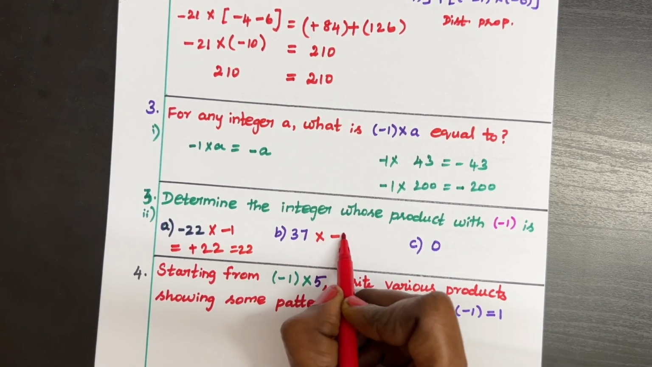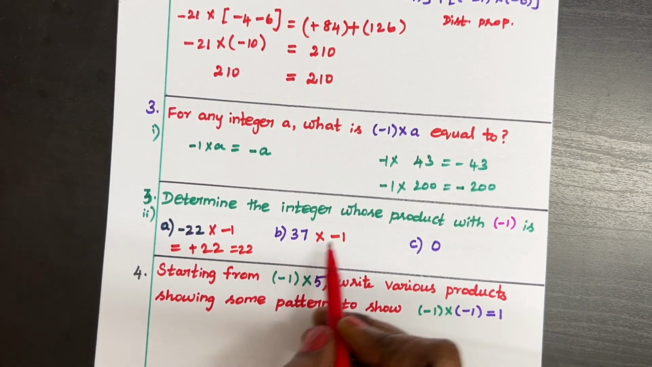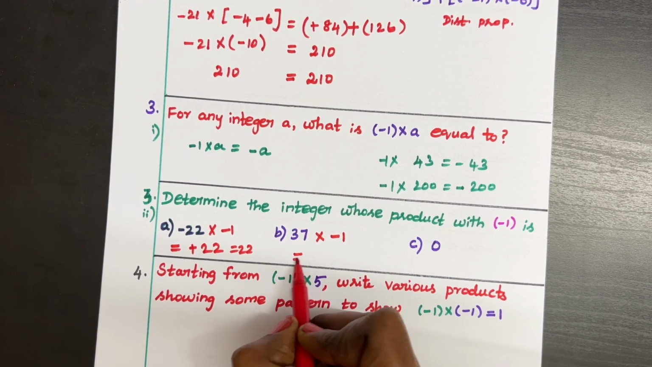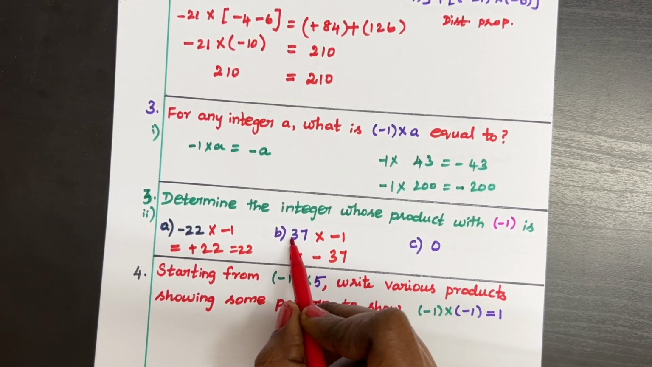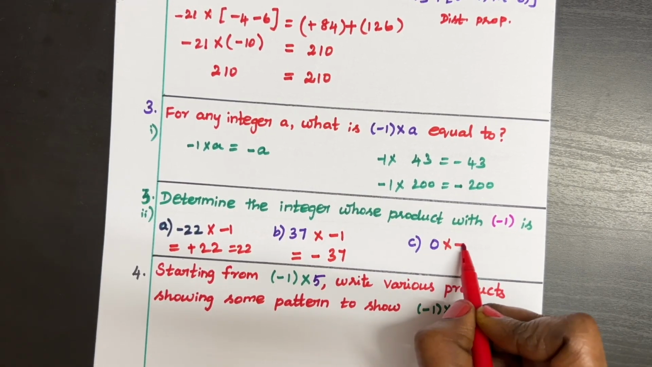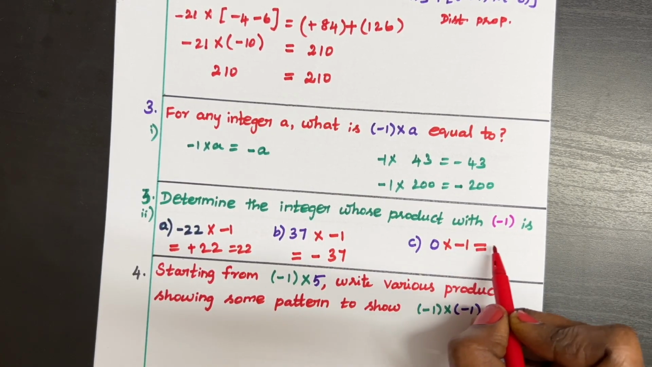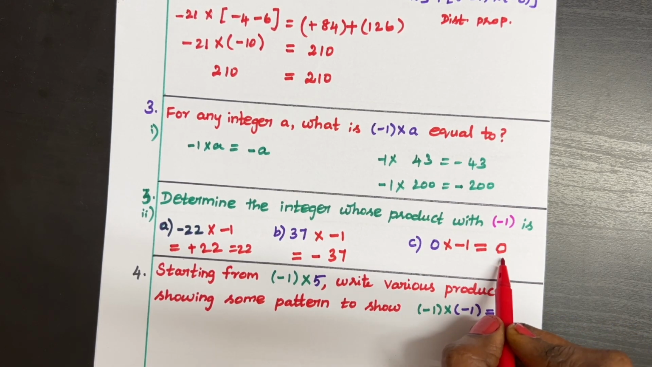Now into minus 1. If you take the product of this with minus 1, product means multiplication, which is equal to minus 37. Negative into positive. Into minus 1. 0 into minus 1 gives you 0 alone. 0 with any number gives you 0.